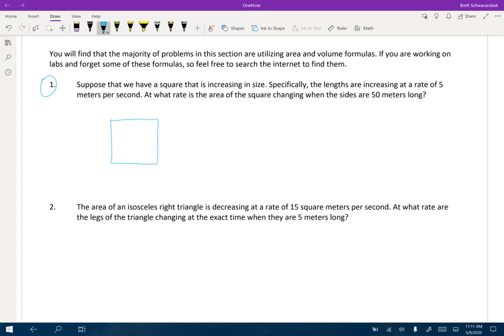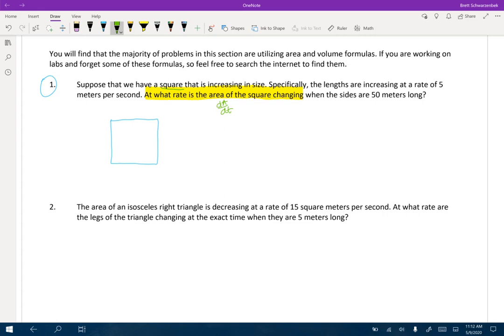Square. I also usually try to identify what we're trying to find. It says, at what rate is the area of the square changing? So again, what are they looking for? They're looking for the rate of change of area. So we know that that is going to be, from our previous problem, dA/dt. Okay, we know that that's the case. And by the way, if it was volume, what would it be? It would be dV/dt, because it's the rate of change of whatever the measure is with respect to time.